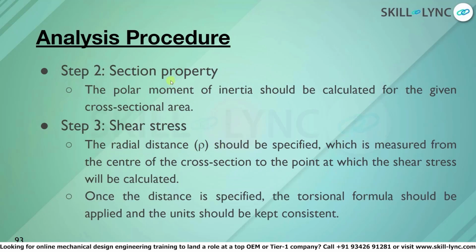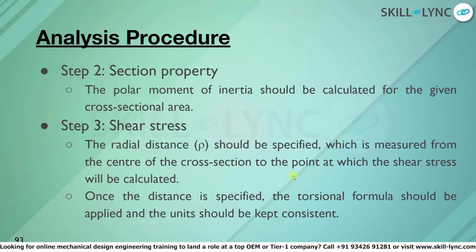And we move on to the second step, which is section property. Basically, section property is the polar moment of inertia. We already calculated different polar moments of inertia for different types of shafts, and we'll use the exact same equations to calculate the polar moment of inertia for a given cross-sectional area. The next step would be to calculate the shear stress. The radial distance rho should be specified, which is measured from the center of the cross-section to the point at which the shear stress will be calculated. Once the distance is specified, the torsional formula should be applied and the units should be kept consistent.